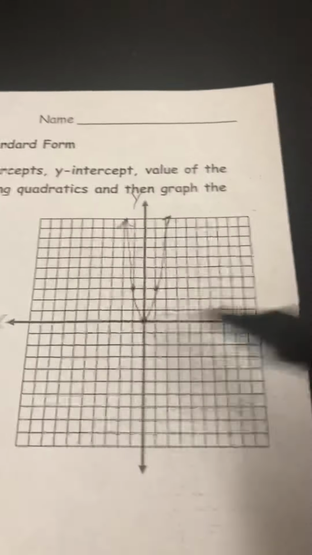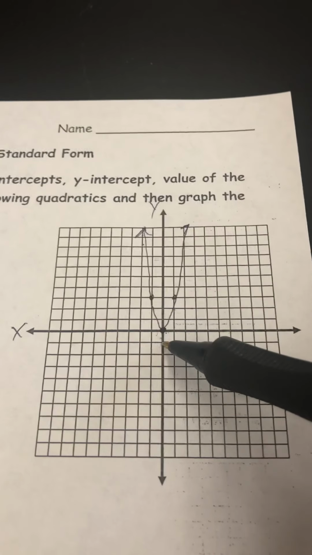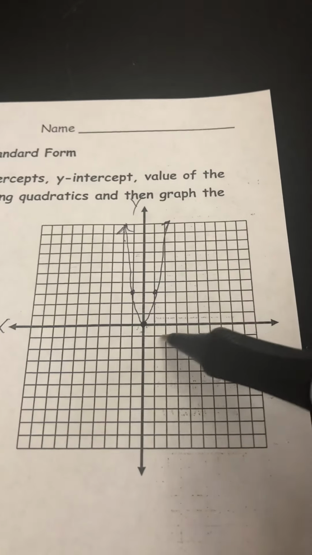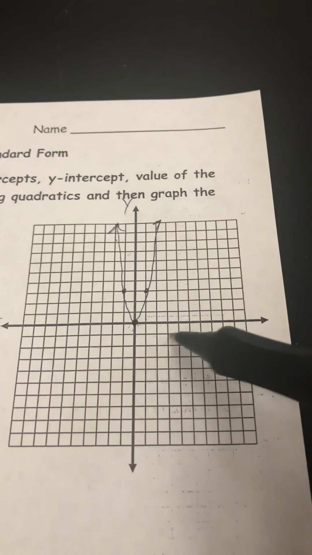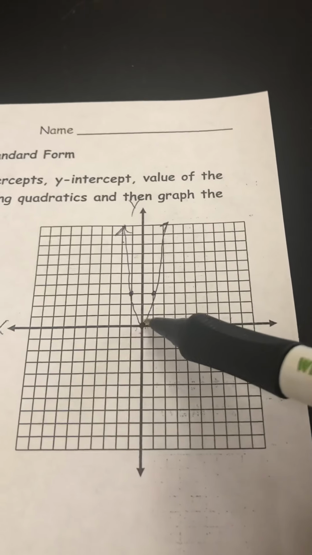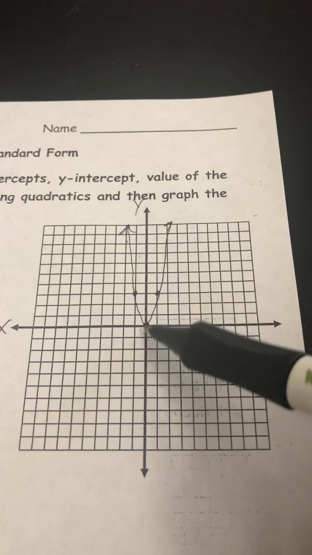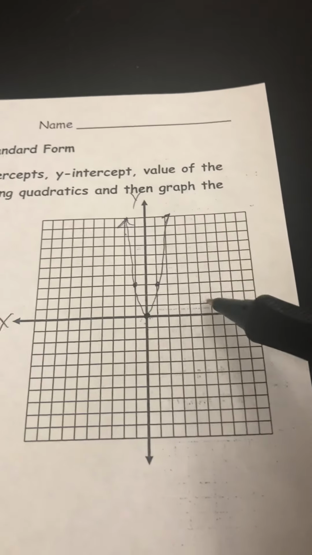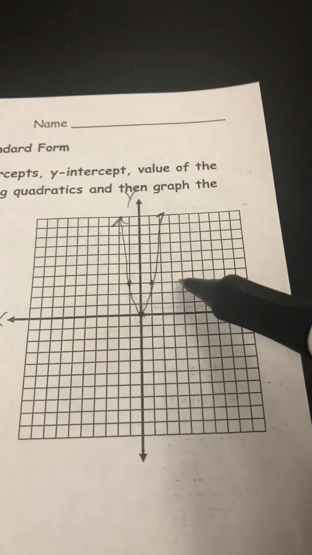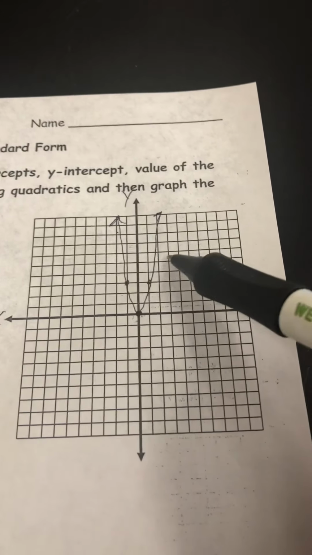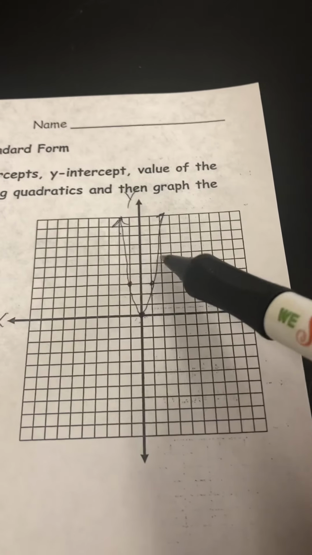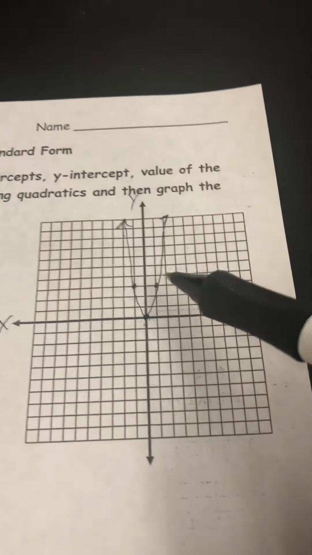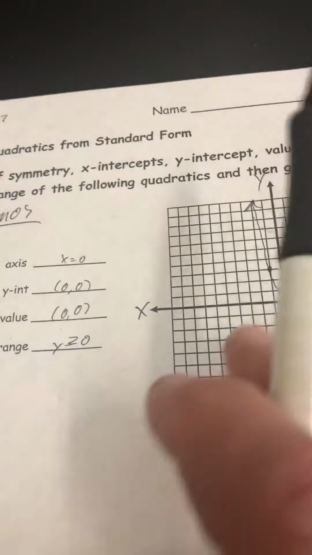Now the range though, if I just go down here to y is -1 and I go across and I scan on y is -1, nowhere is it going to touch this graph. So it's only going to touch this graph if you're at 0 or greater. So all of these y values that are going this way, all of these y values are touching the graph. So it's got to be greater than or equal to 0.